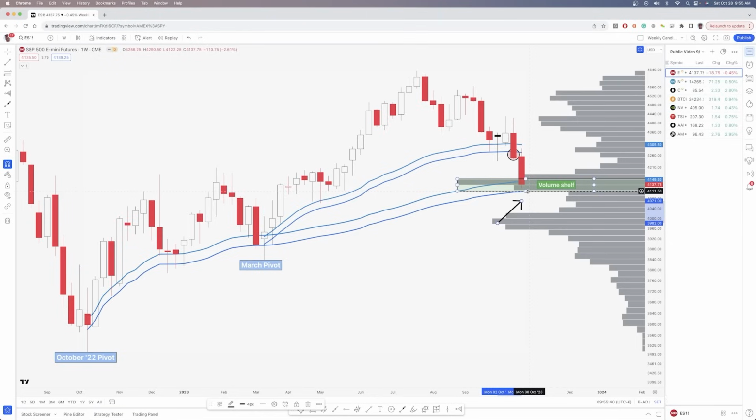If we break down below that, we actually have another volume gap below, and that goes all the way down here to around 4025. That's where it starts. So you have a huge gap starting from around 4110 all the way down to 4025. And if we do break below, especially if we get a daily close below this 4105, you could definitely look at potentially moving down further.